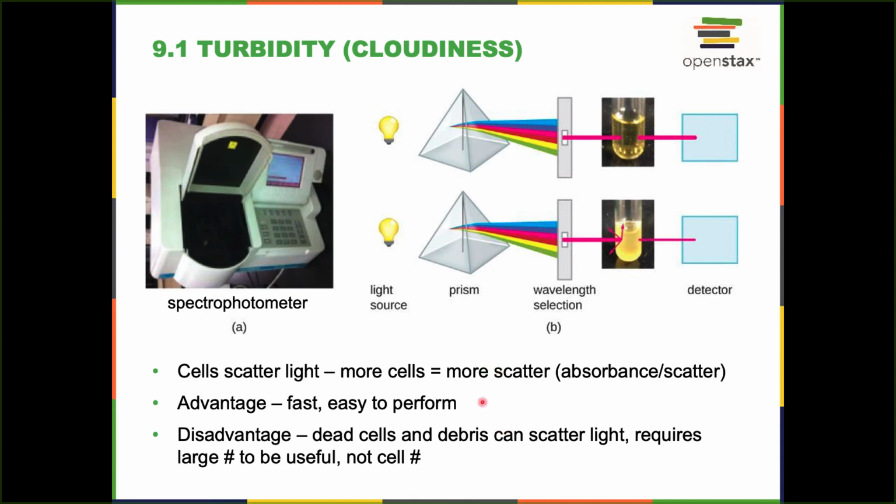Disadvantage, it's most accurate when there's a larger cell number, right? When cell numbers are super small, it's hard to see because, in part, debris can scatter light. As cell numbers start to get really high, it also becomes less useful because dead cells will start to scatter light, right? And ultimately, it doesn't give you cell number.